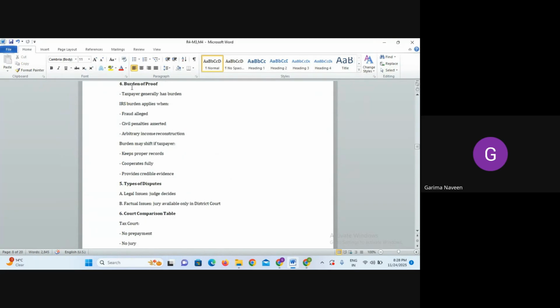Okay, so next is burden of proof. When you file a tax petition, you have to prove something. So, on whom does the burden of proof lie? Taxpayer generally has the burden, meaning they have to prove what they are claiming, what they are not agreeing with. So they have the burden to prove that they are right.